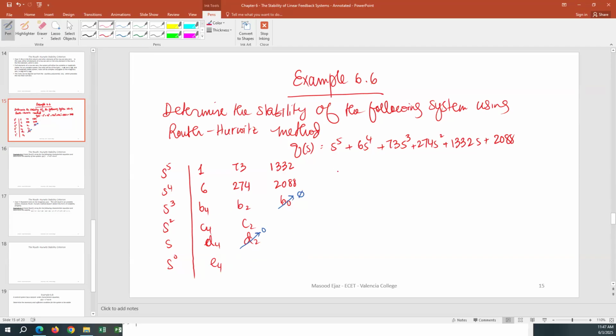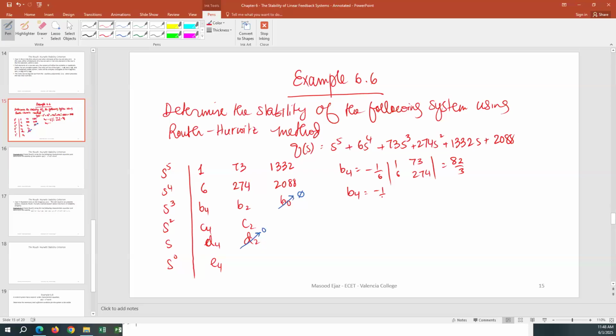Okay, so let's look at B4. Negative 1 over 6, determinant of 1, 6, 73, 274. I have already solved it. It's 82 over 3. 1 times 274 minus 73 times 6 divided by negative 6. So B4 is 82 over 3.